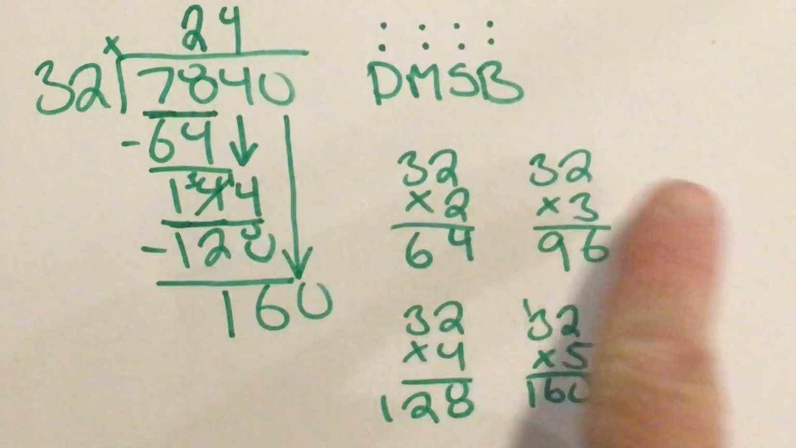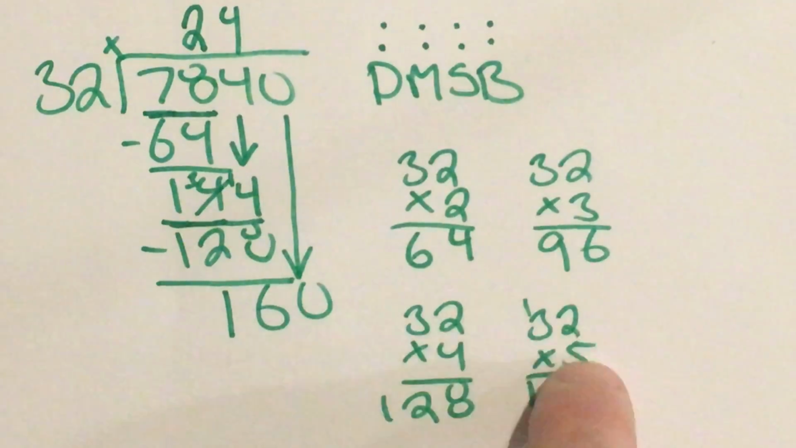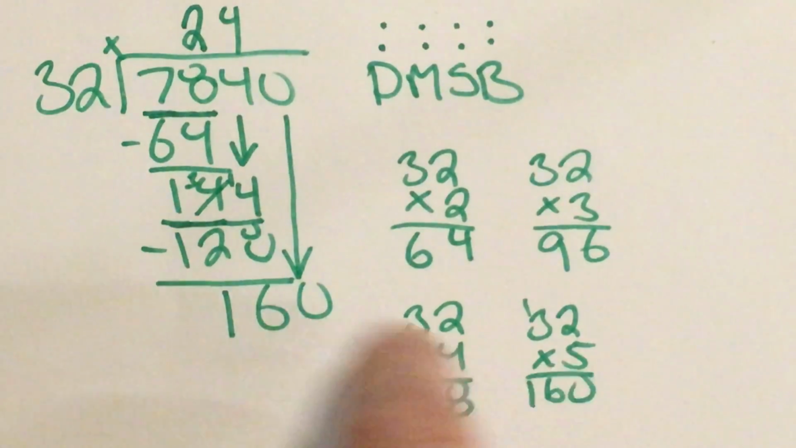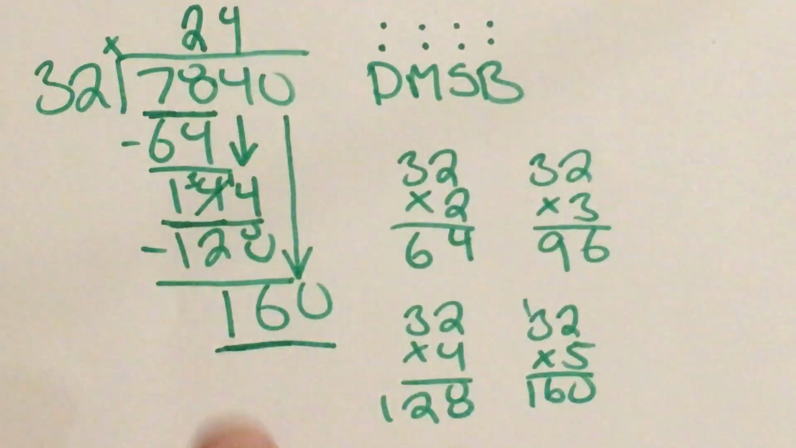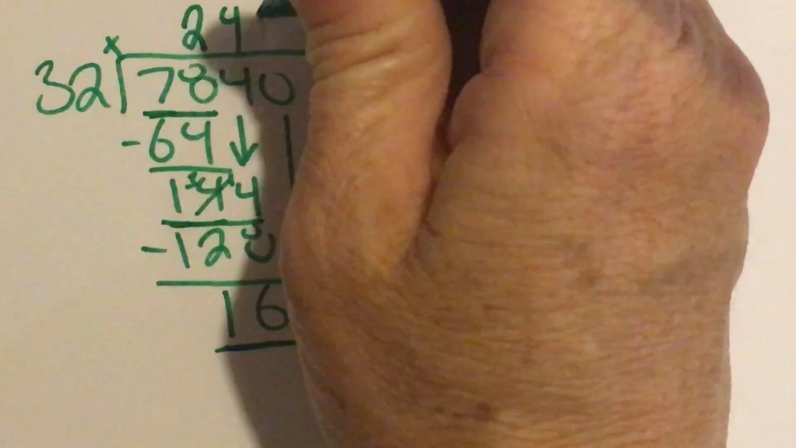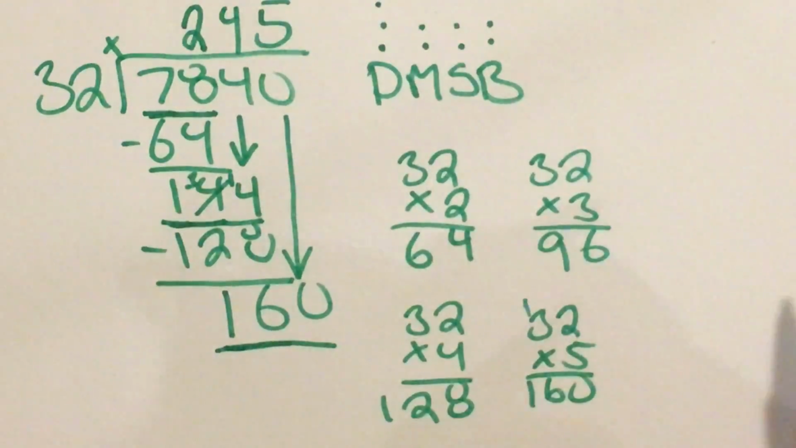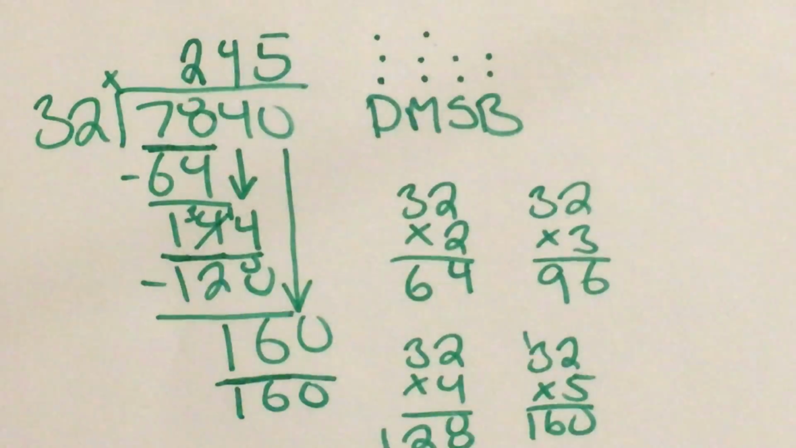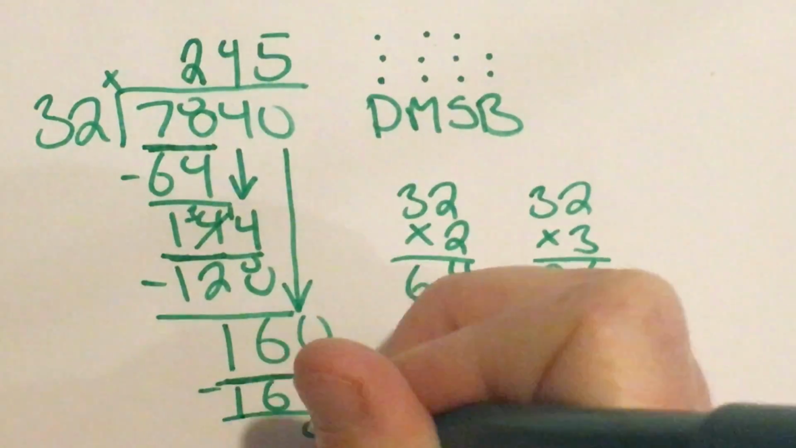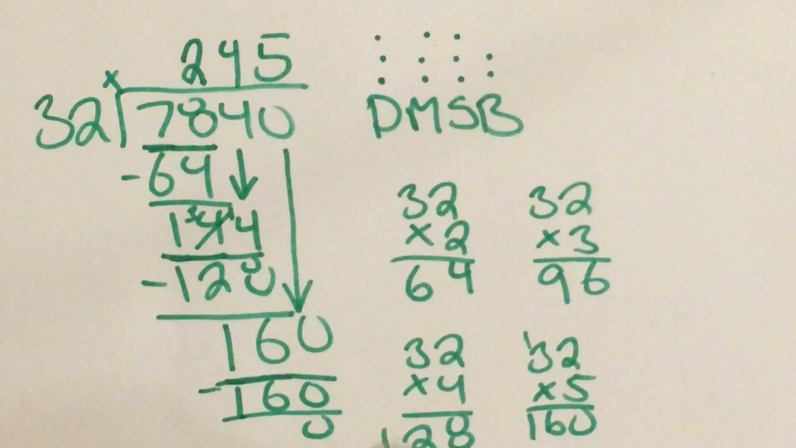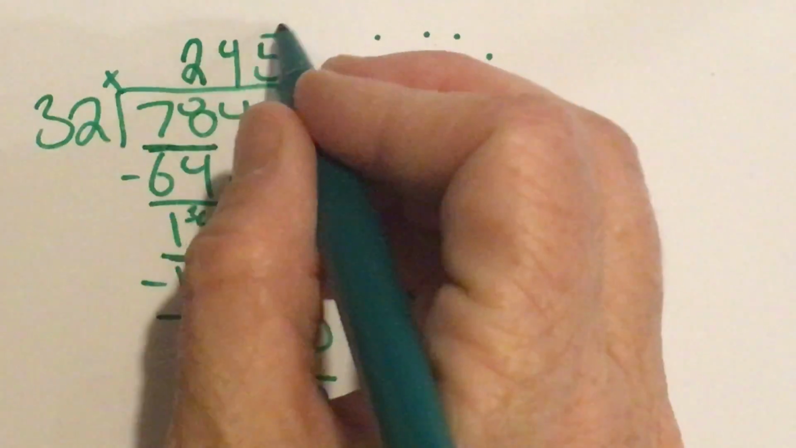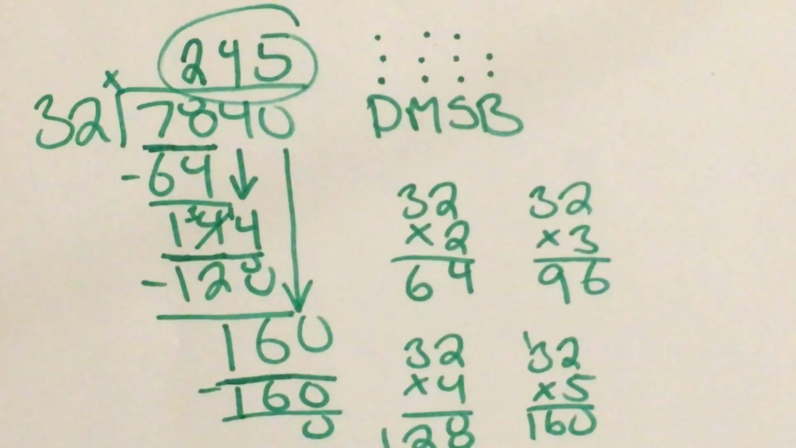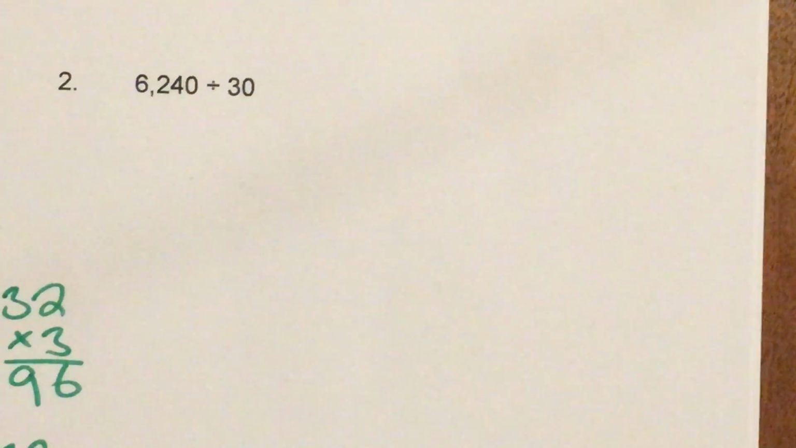Okay, the nice thing is, sometimes your side work helps you. I don't have to do it again, because I already have the 5 there. So 32 does not fit into 1, does not fit into 16, but it fits into 160 5 times. So I divided, and I'm going to multiply. 5 times 32 is 160. I'm going to subtract, I get 0. And there's nothing to bring down, but more importantly, my last digit has a digit on top, which means I am done. Okay, let's try our last one together.